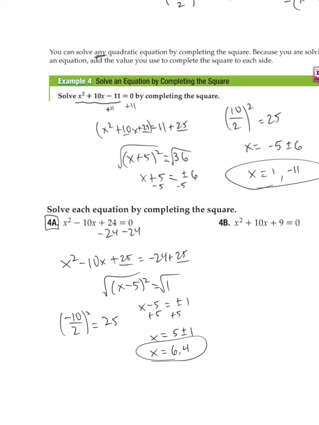I'll leave you guys 4b there. Onto the back side, or the next side of the notes here, the next example. We do get a slightly tougher problem. The problem is not quite as easy: solving by completing the square.